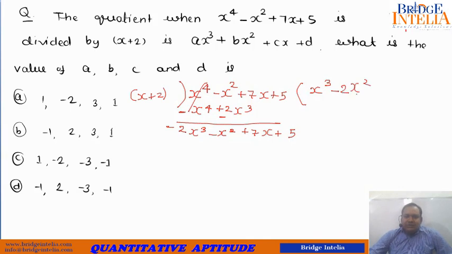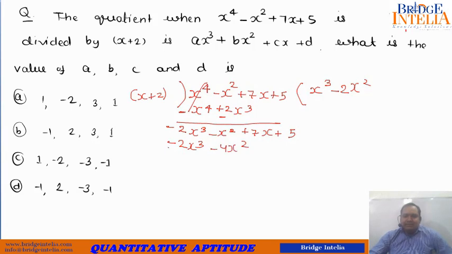Why did I choose so? Because I have to cancel, I have to create terms like this. So from x you have to create minus 2x cube. That would happen only when you multiply it with minus 2x square. If you multiply it with minus 2x square, this would generate minus 2x cube, whereas this would generate minus 4x square.